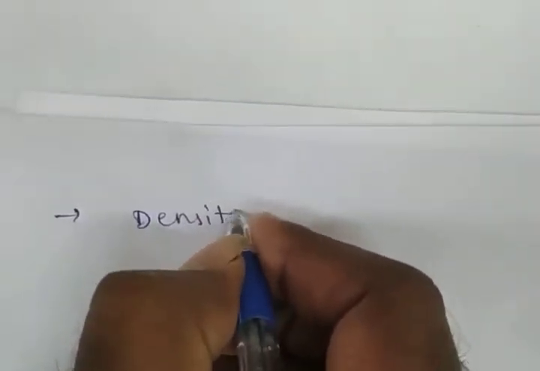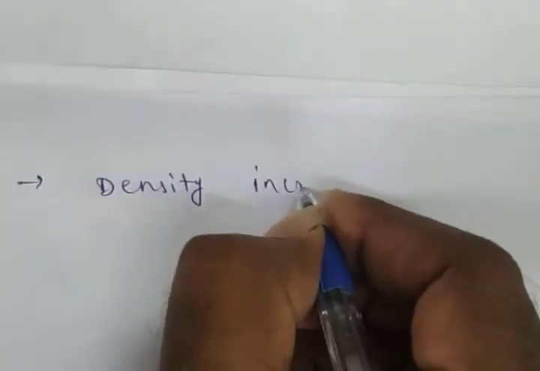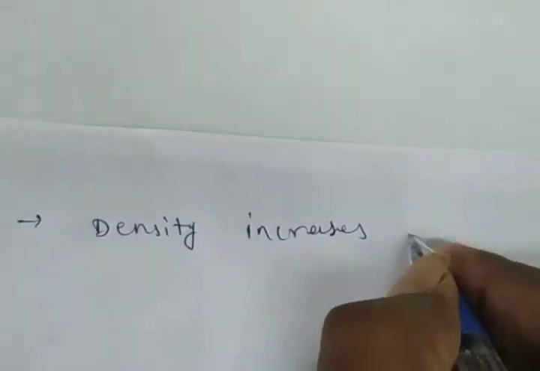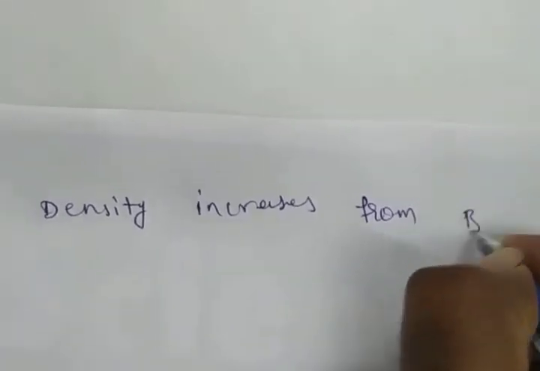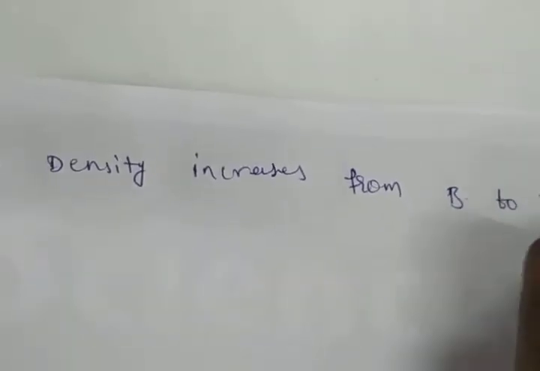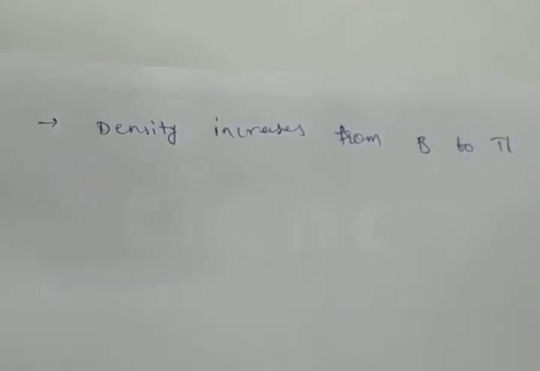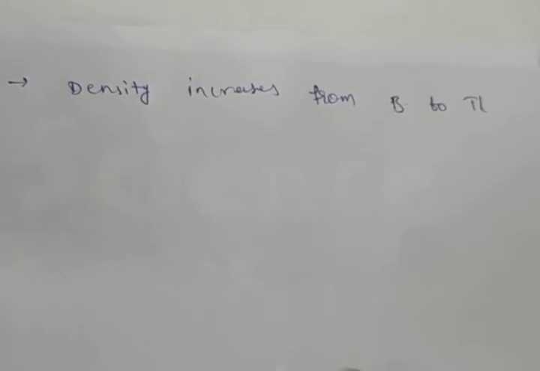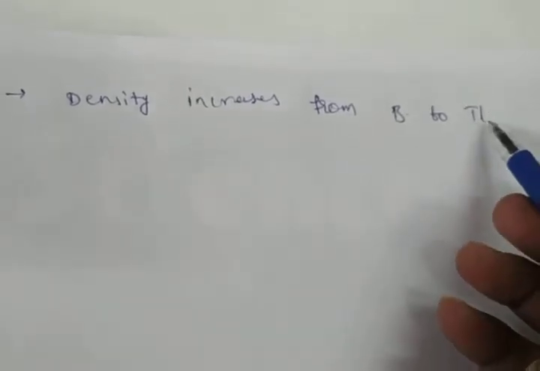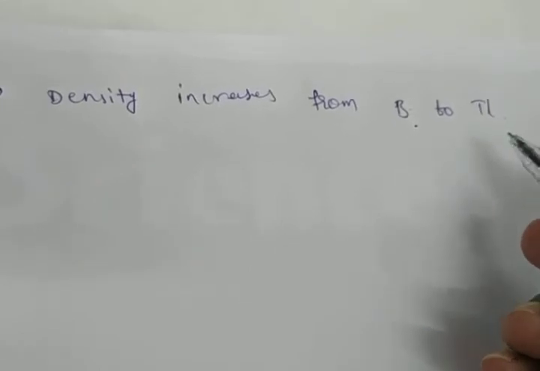and density increases from boron to thallium, Tl. Okay, density increases from boron to thallium. That means boron to gallium, aluminium, indium, thallium. The last element is thallium. So from boron to thallium density will increase.